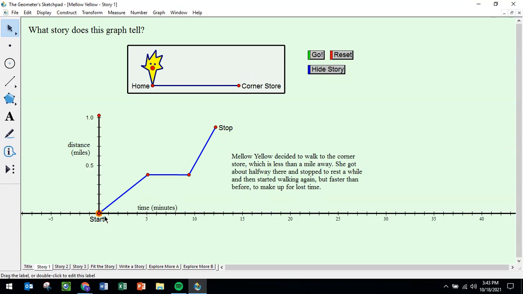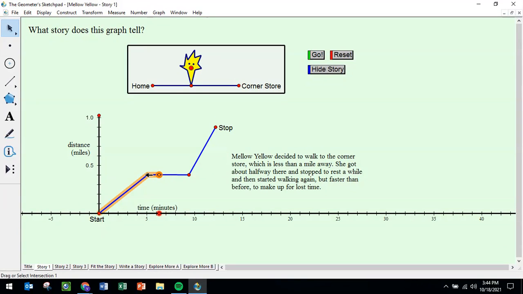So you'll notice that time is going to pass. So time keeps moving. And when they stop, notice it's a flat line. It's not just like you stop the line. The line is flat because the distance is not increasing. So at around 0.4 miles, the distance stops. So Mellow Yellow stops after walking about 0.4 miles.